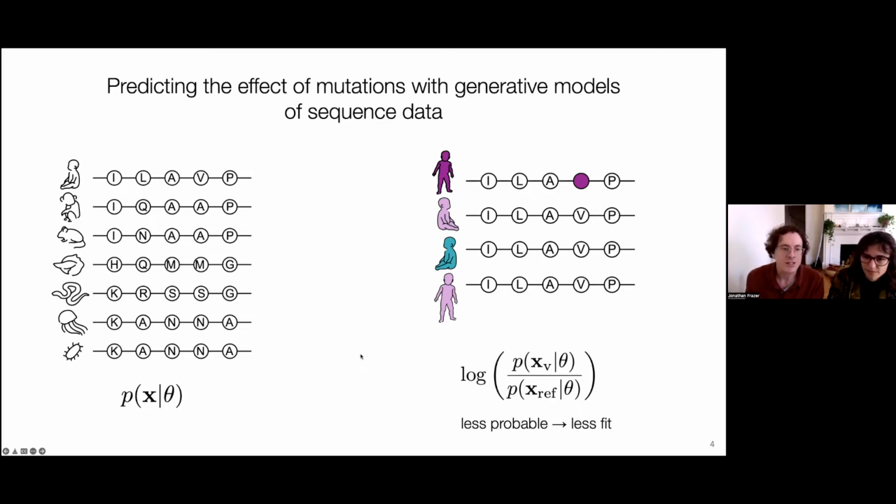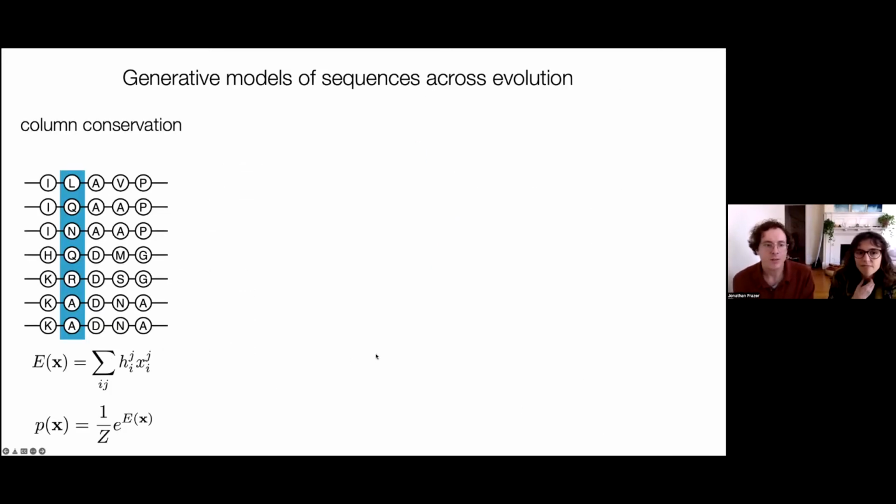So just to explore this idea in more detail, we can go back to this idea of column conservation. As Mafalda says, this model has a long history, and intuitively, if we look at a multiple sequence alignment of sequences from diverse organisms, and we see that an amino acid at a particular position is conserved across diverse species, then we would expect that changing that amino acid for another one that has very different properties is likely to disrupt the function of the protein.